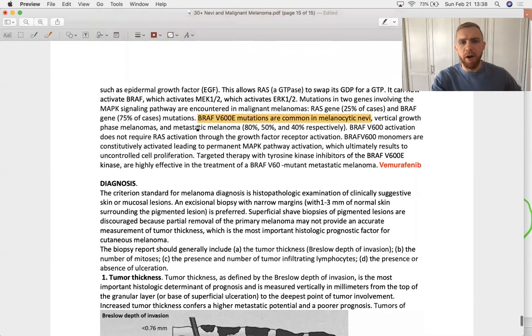Last but not least, BRAF V600E mutations, most common mutation in melanomas. The treatment that we have for that is vemurafenib. That's a monoclonal antibody against BRAF.